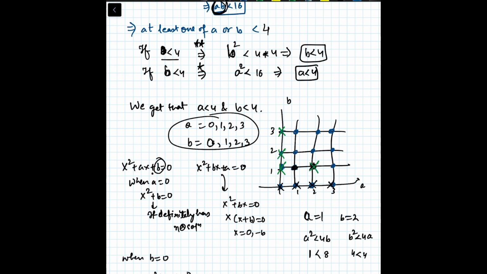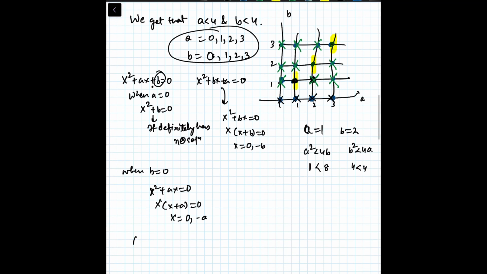And similarly, you can prove this point goes away, this point goes away, this point goes away, this point goes away, and this point goes away. So you are left with only these 3 points, 1 1, 2 2, 3 3. So the answer is, the possible pairs are 1 1, 2 2, and 3 3. So that's how you solve this problem.